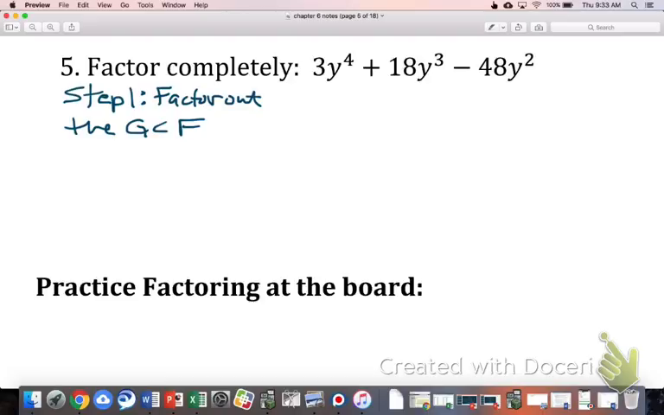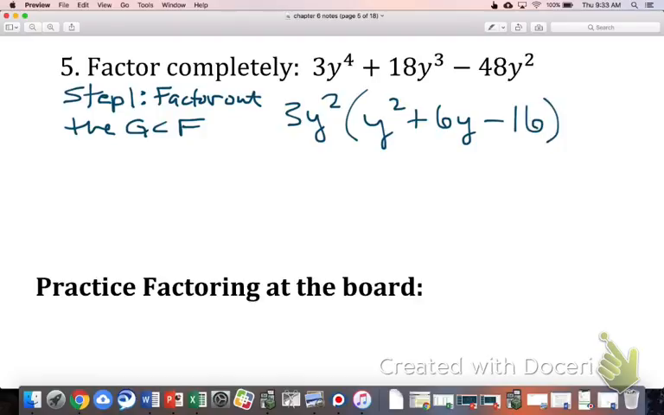Right here is the GCF, 3y squared. 3y squared is the GCF. The leftovers would be y squared plus 6y minus 16.